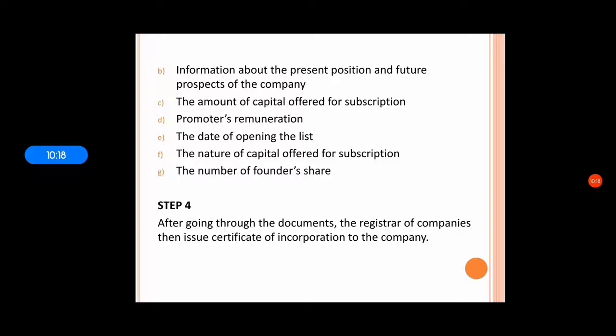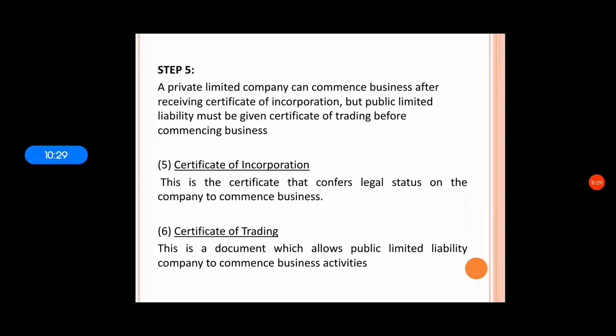Now, remember we just finished talking about step 3, now step 4. After going through the documents, the registrar of companies then issues a certificate of incorporation to the company. Certificate of incorporation is the document that confers legal status on a company to commence business. We will discuss it in this slide.